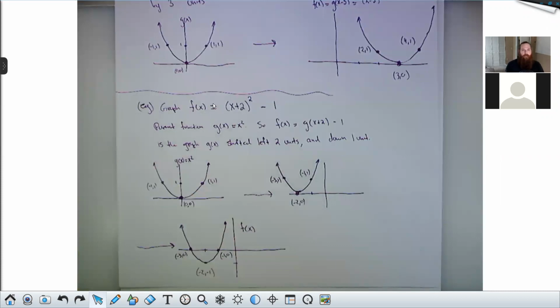So when you add or subtract stuff on the inside, that moves you left or right. When you add or subtract stuff on the outside, that moves you up or down. If you add on the inside, that takes you left. If you subtract on the inside, that takes you right. If you add on the outside, that takes you up. If you subtract on the outside, that brings you down. So this says take the graph of x squared, move it left 2 and down 1. And that's exactly what I did here.